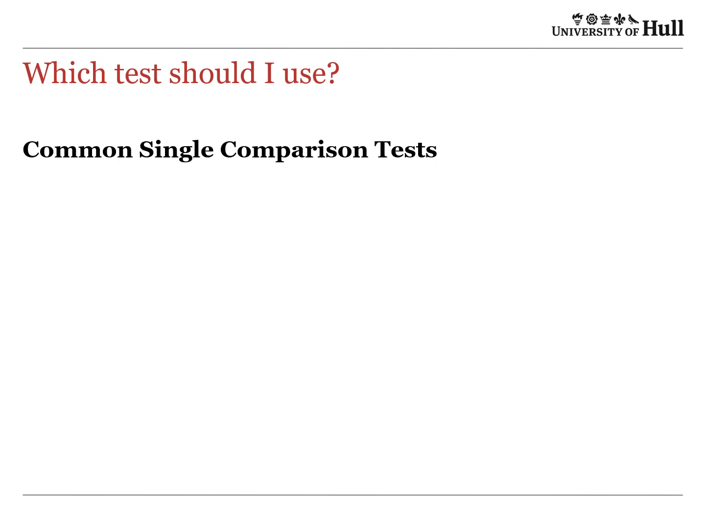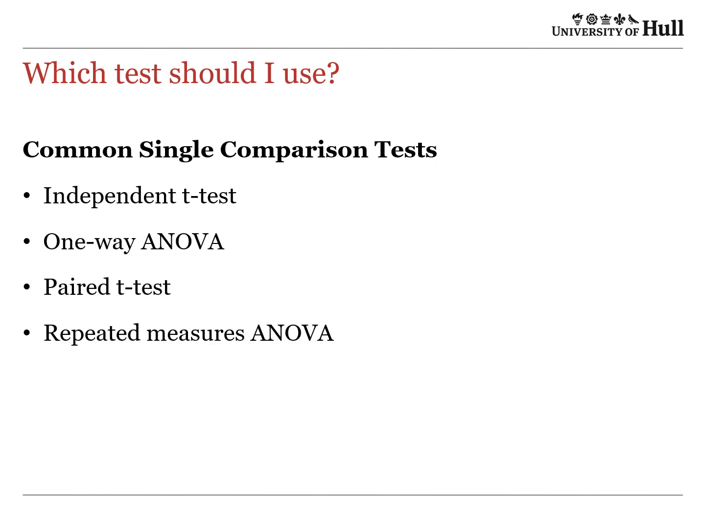So basically, which test should I use? Well, common single comparison tests include the independent t-test, the one-way ANOVA, the paired t-test, and the repeated measures ANOVA, which we're going to look at in this session. By single comparison, I just mean comparing one thing with another.